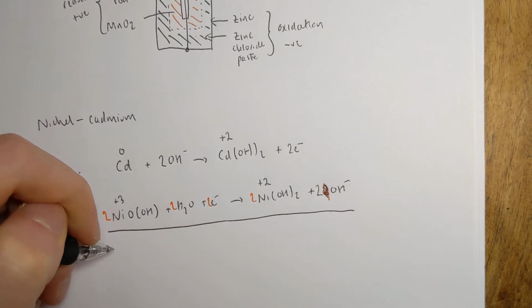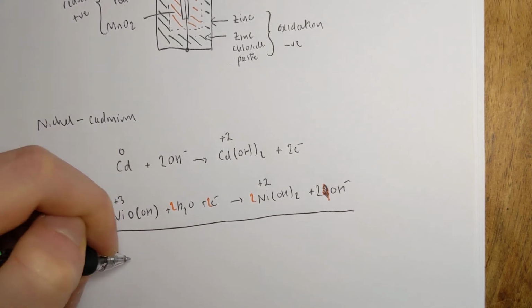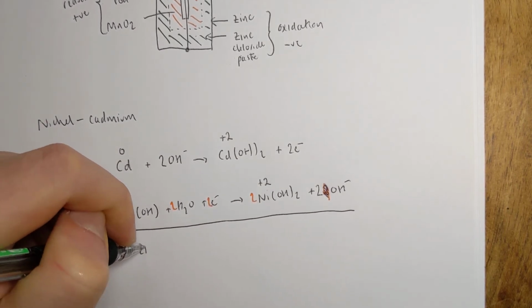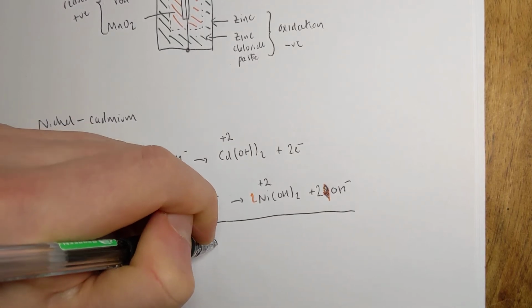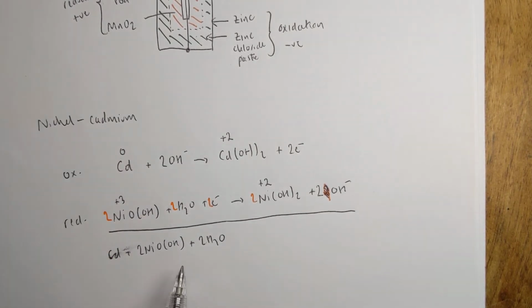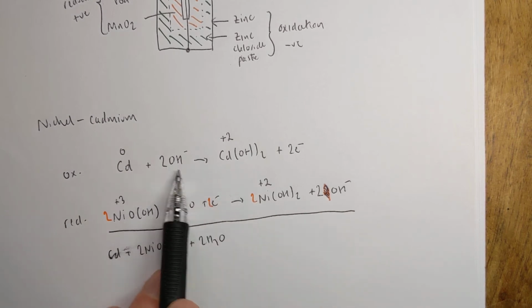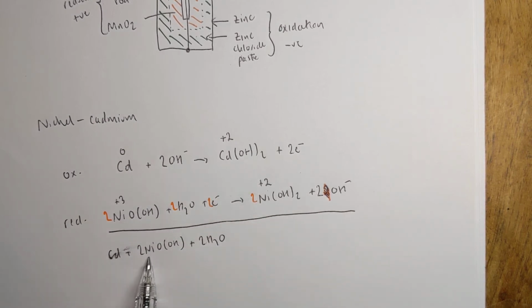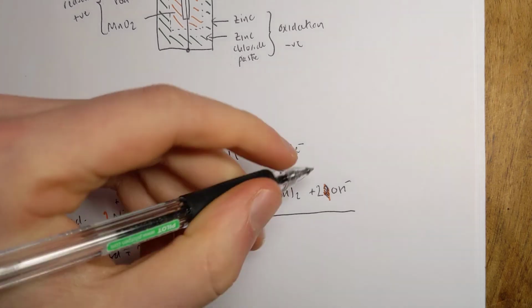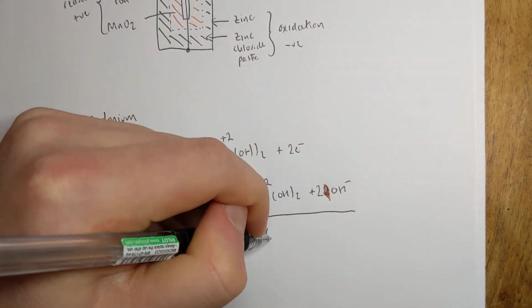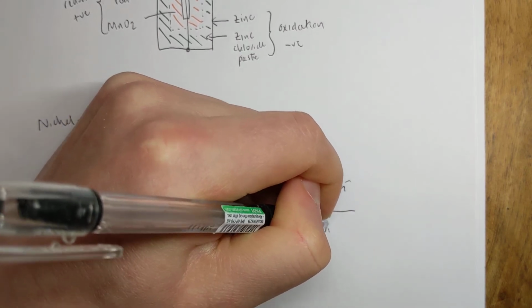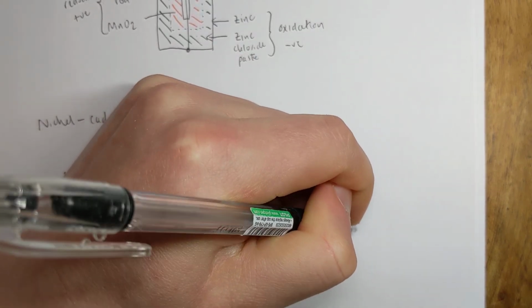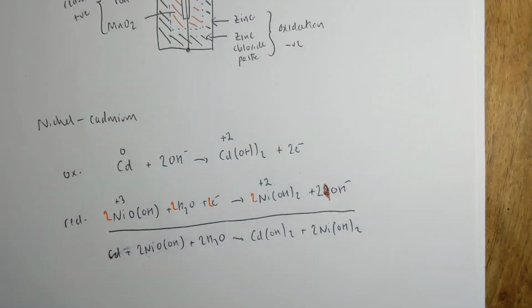Combining them both together though, we've got cadmium plus 2 nickel oxide hydroxide plus 2 H2O. Now, I'm not actually going to add in the 2 H's because they're actually going to cancel out as well as the electrons. So cadmium plus 2 nickel oxide hydroxide plus 2 waters will just go to cadmium hydroxide plus 2 nickel hydroxide. And that is the complete equation.